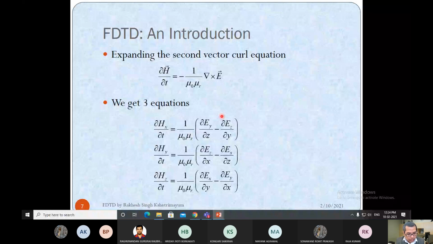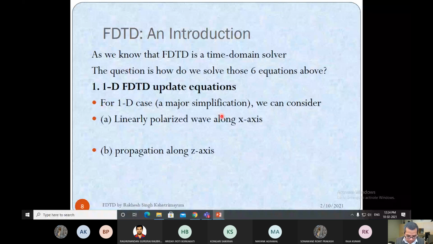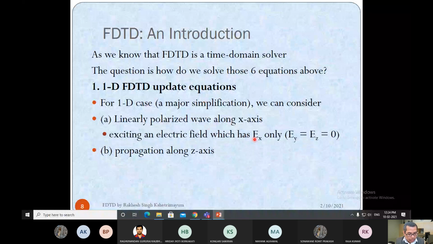So we'll start with the 1D FDTD. We can make a major simplification. We will go step by step, starting with the simplest one, then going to more complex ones. The first case we'll consider is the 1D FDTD. In that case, we consider a linearly polarized wave, where the electric field points in only one direction. Consider a linearly polarized wave along the x-axis, so the electric field will have only the Ex component, and Ey and Ez become 0. Assume that the wave is propagating only along the z-axis, not along x and y.